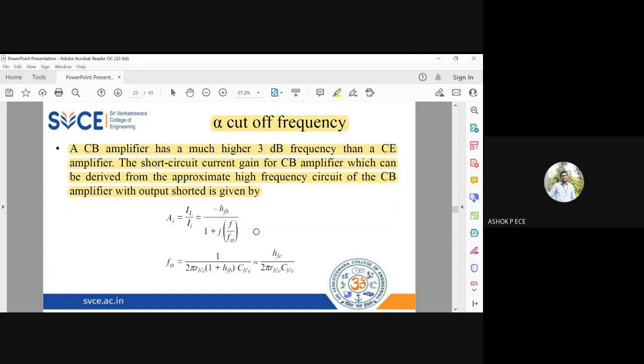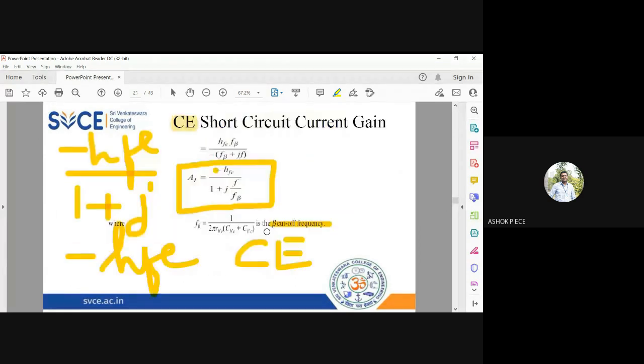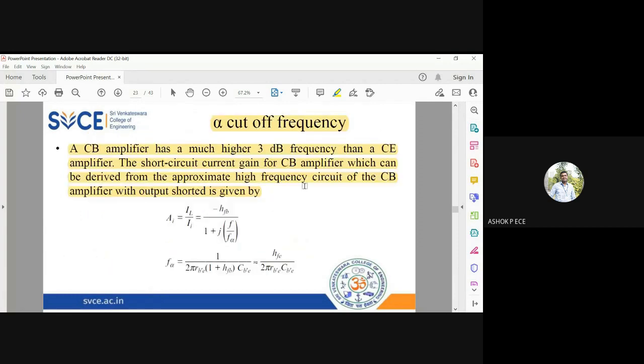By the same assumptions, I will get AI equal to minus HFB by 1 plus j into f by f alpha. So here you see minus HFE by 1 plus j into f by f beta in common emitter configuration. In common base, minus HFB by 1 plus j into f by f alpha. And what is f alpha? f alpha is 1 by 2 pi RB'E into (1 plus HFB) into CB'E.